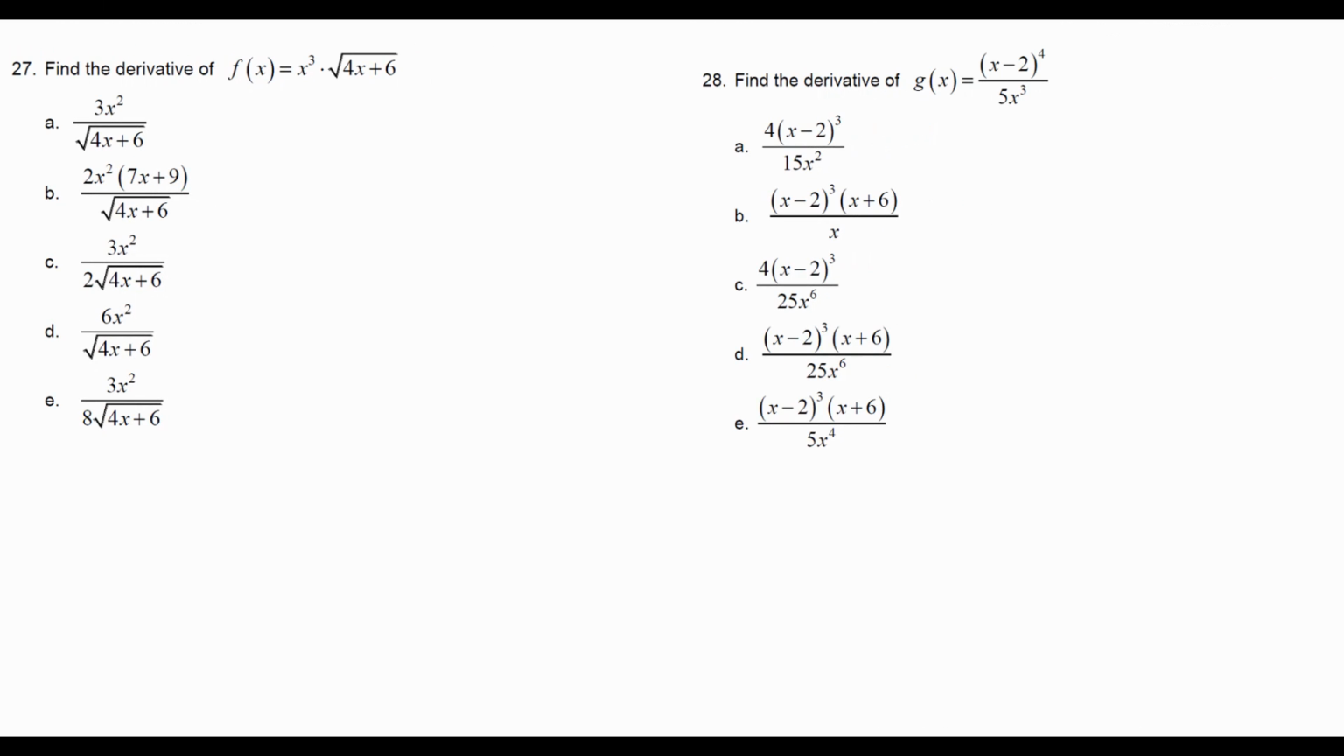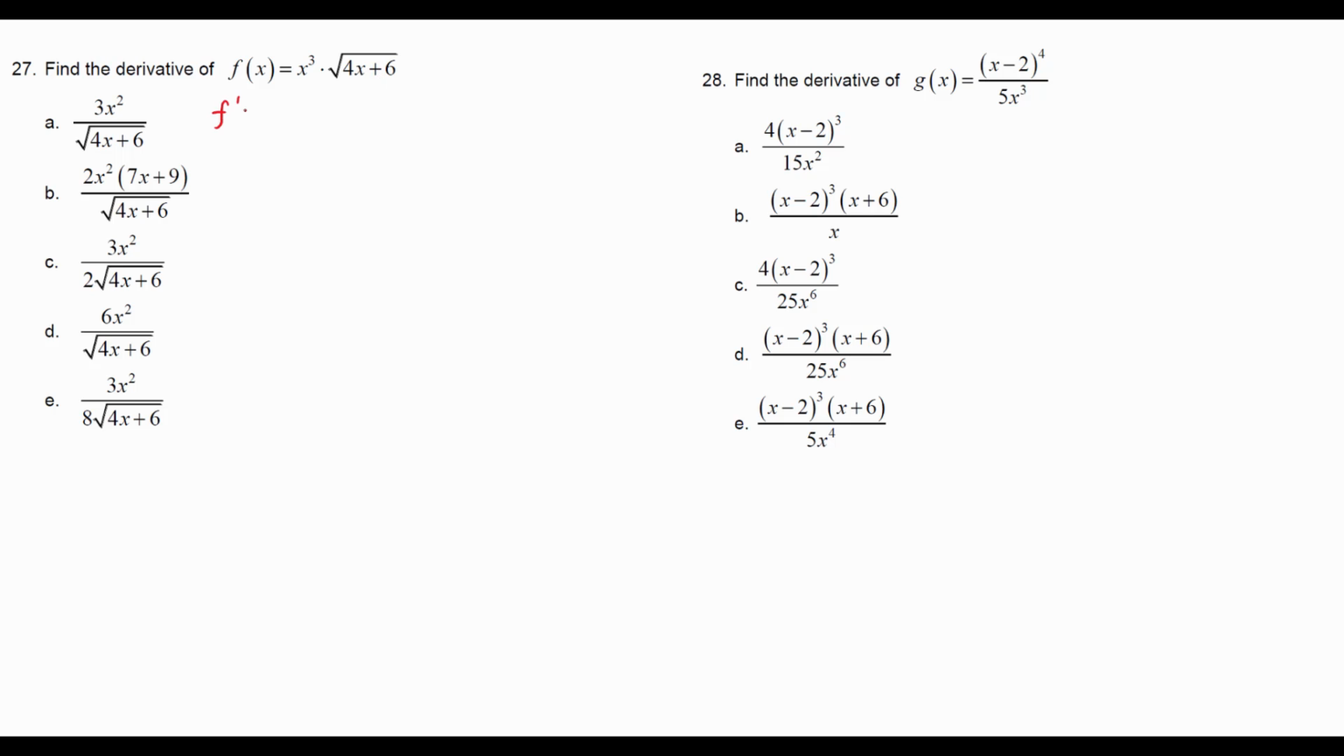Number 27. Find the derivative of f of x equals x to the third power times the square root of the quantity 4x plus 6. We can see this function is a product of two functions, so to take the derivative we're going to have to use the product rule. And square root of 4x plus 6 is a composition of two functions, so we are going to need to use the chain rule when we're taking the derivative of the second function. So let's do that.